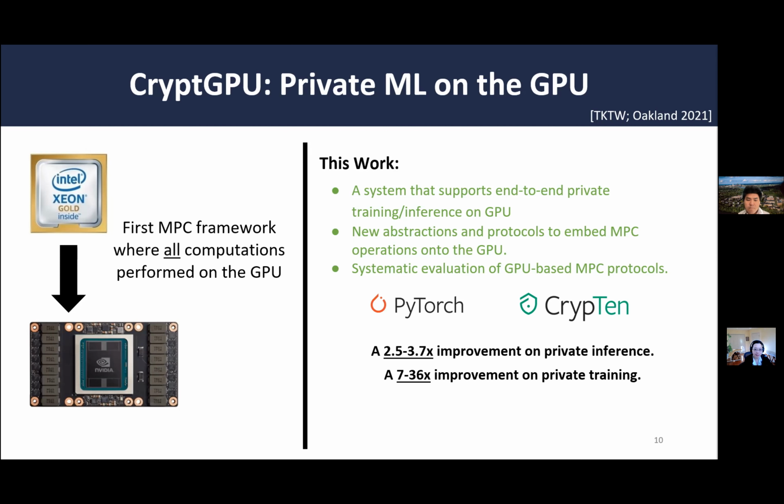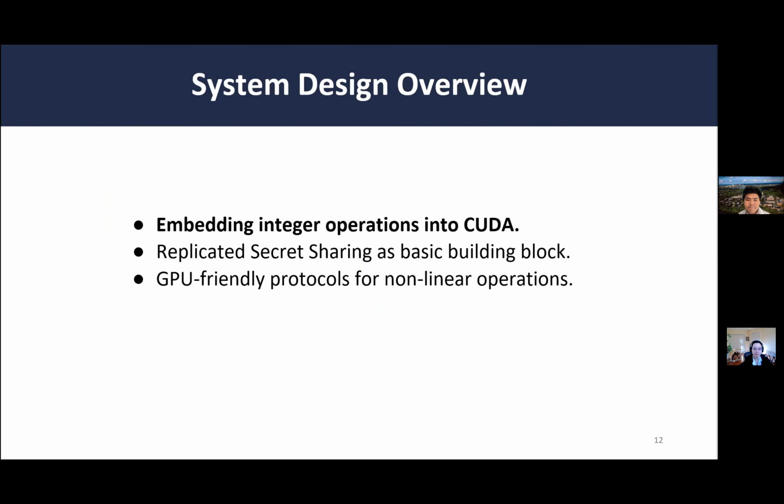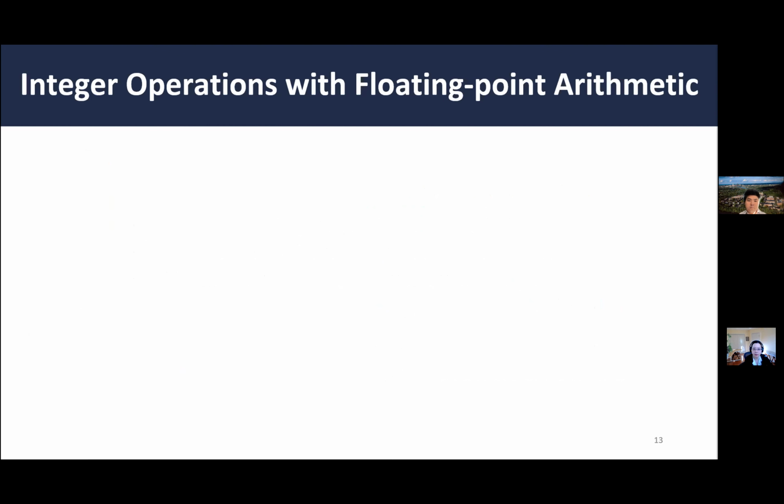Now let me tell you more about our system design and how we achieved such improvement. For the system design, we have three pillars. The first pillar is that we embed integer operations into the CUDA library. The reason we need to convert integer operations to floating point arithmetic is that the GPU is highly optimized for floating point operations, but secure multi-party computation algorithms always operate on integers. As a result, we need to find an efficient and accurate way of doing such conversions.